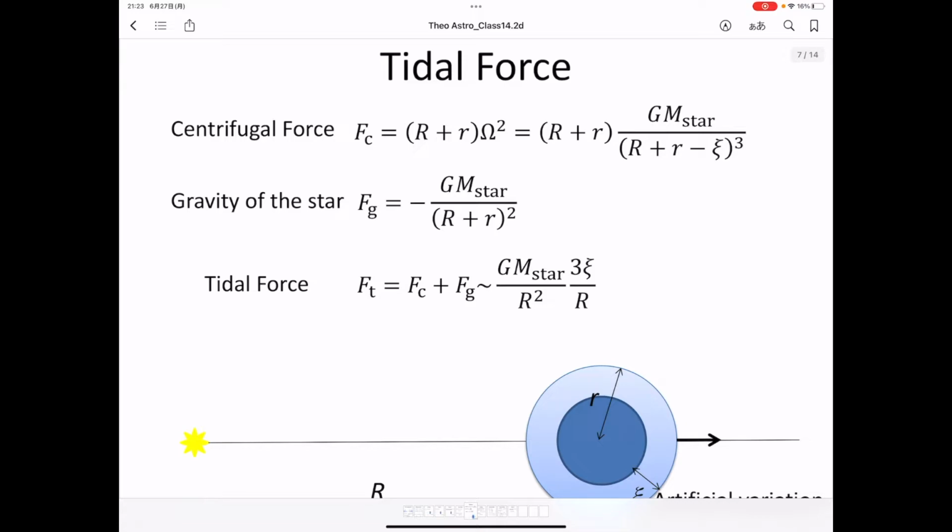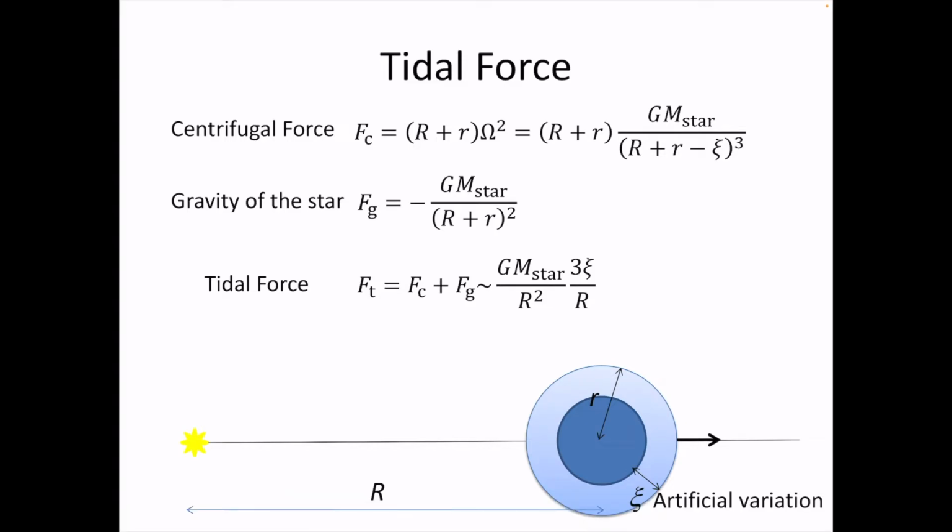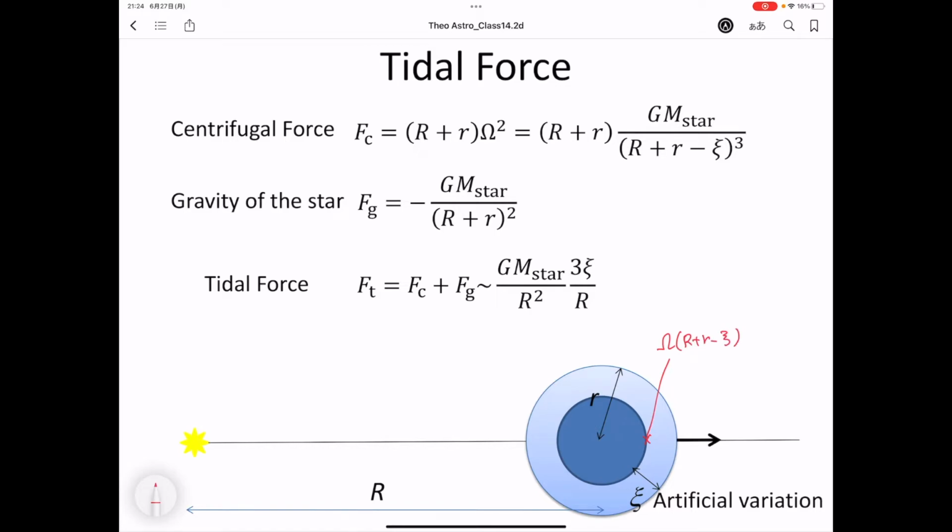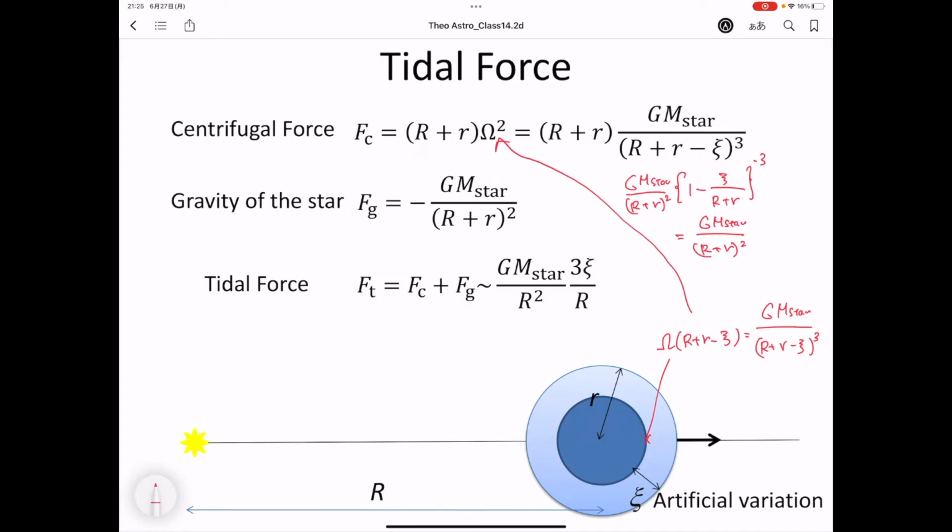Then we'd like to estimate the tidal force. The tidal force is the difference of the centrifugal force and the gravity of the star. The centrifugal force can be estimated as (r plus r) times omega squared. This position has omega at r plus r minus z. This could be expressed as G M sub star over (r plus r) cubed. You can substitute this omega here and change these equations. G M sub star over (r plus r) squared times (1 minus z over (r plus r)) to the minus 3. So this becomes G M sub star over (r plus r) squared times (1 plus 3z over (r plus r)).